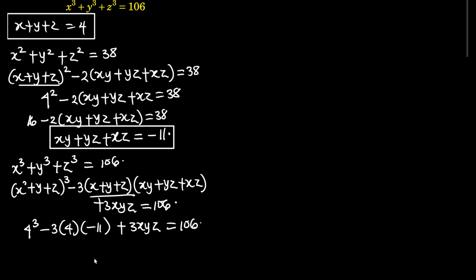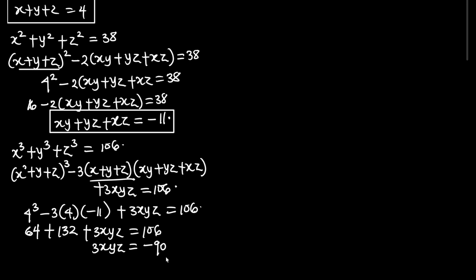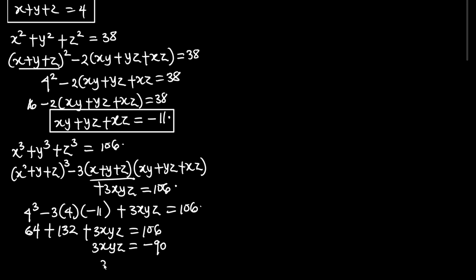Now if you simplify this, we have 64 plus 132 plus 3xyz equals 106. And then when you do all of this, you have 3xyz equals negative 90. Now that brings us to xyz equals negative 30.